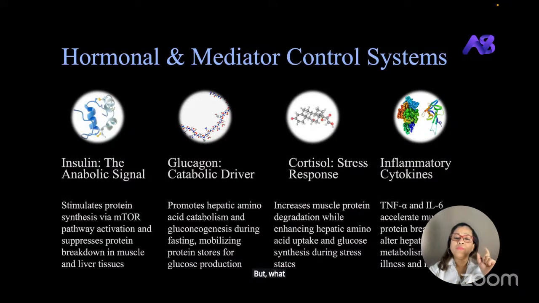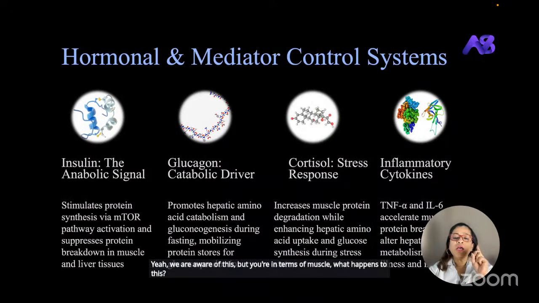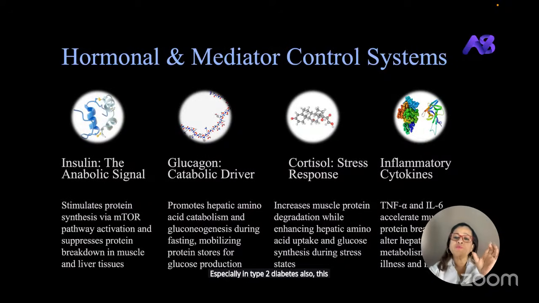But what happens in a type 1 diabetic? When there is no insulin or less insulin, there is hyperglycemia. So in this case, when there is hyperglycemia and there is no insulin, your body goes into lipolysis, and hence there is ketone production. Yeah, we are aware of this. But here in terms of muscle, what happens to this? Especially in type 2 diabetes also, this happens when there is insulin resistance. So there is a compensatory hyperinsulinemia, visceral adipose tissue, and metabolic syndrome.